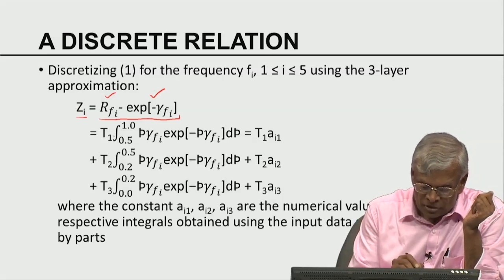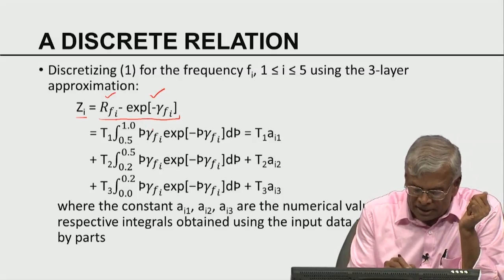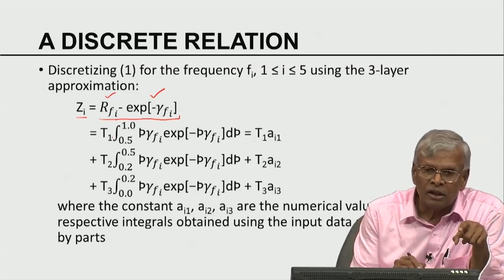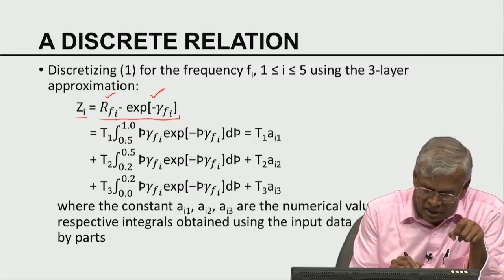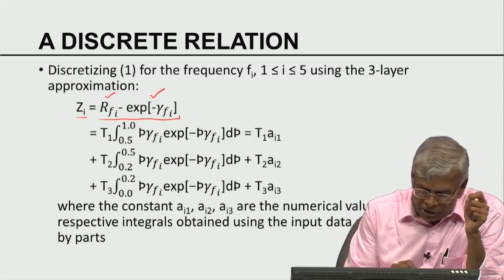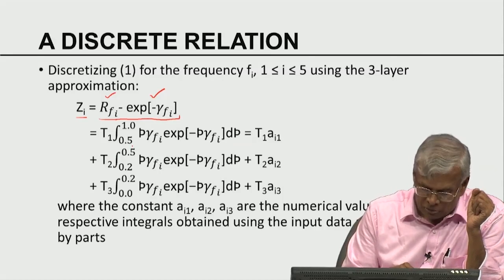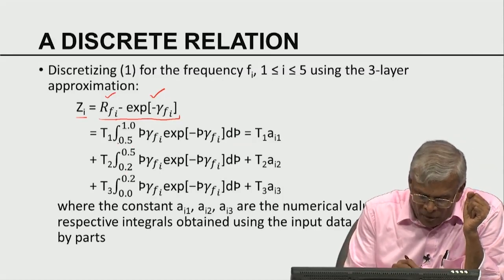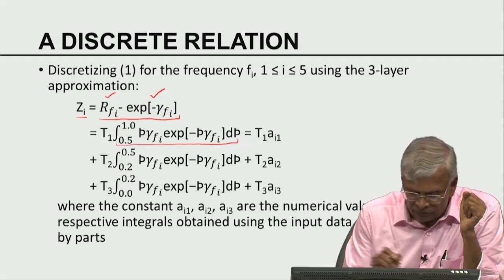T of p comes within the integrand. If I assume that is a constant, T gets out. T1 is the constant temperature in the first layer, 0.5 to 1. T2 is for 0.2 to 0.5, and T3 for 0 to 0.2. I can now evaluate these integrals.